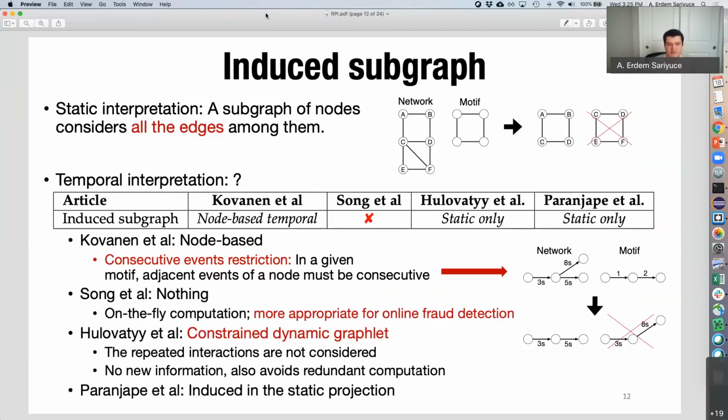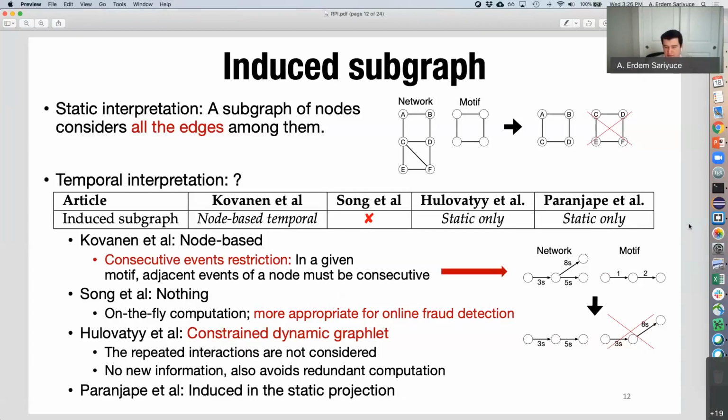The idea is if you have a network and you want to look for a particular motif, you should make sure that the adjacent events of a node must be consecutive in the network. I think this example summarizes well. If you have that network, each edge has a timestamp attribute. This edge is happening at the third timestamp. If you're looking for a motif of 3 nodes and 2 events, where this should happen before this one, then this 3 seconds and 5 seconds event will be a valid instance. But that 3 seconds and 8 seconds will not be, because you ignore this other event that is adjacent to the middle node. In their opinion, this is not good: if you consider the events that are adjacent to a node, you should include all of them that are consecutive in time.